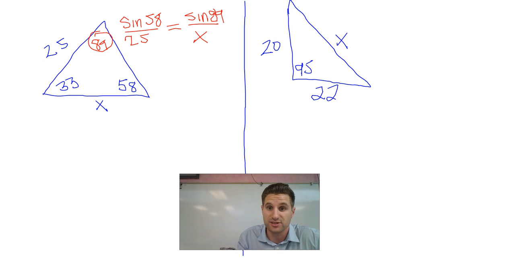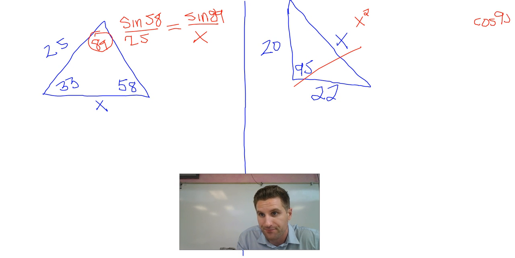Let's see if I have cosine. So I see an opposite pair here. We're going to do x squared, and then on the other side, we're going to do the cosine of 95. And then I have two other sides, so I can just do 20 squared plus 22 squared minus 2 times 20, ooh, getting really small, times 22.